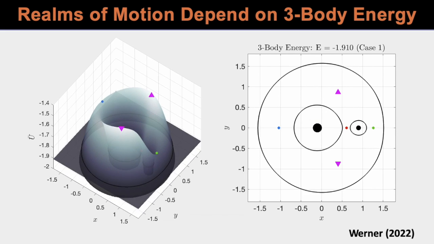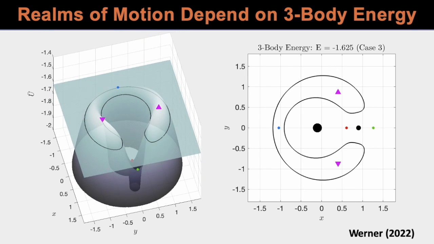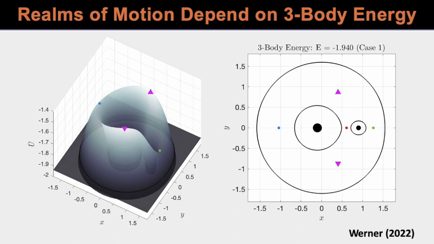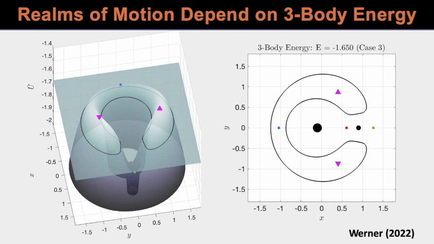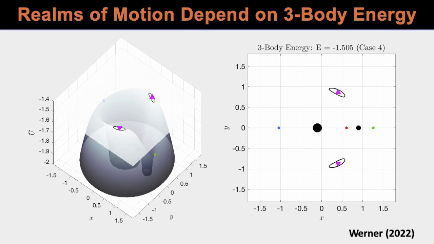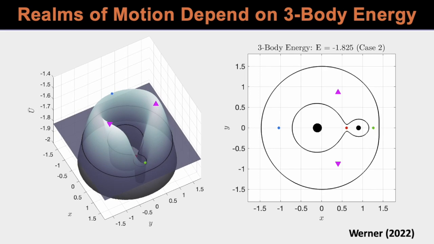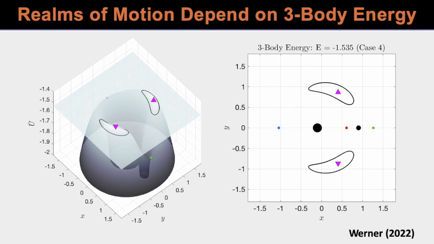So let me show this video. This is by a former master's student, Matt Werner, who is at the Aerospace Corporation in Austin. We just started, I think, 2 months ago. Anyway, this is showing the effective potential surface, and we're increasing the energy, showing what these zero velocity curves do as we pass through different points.